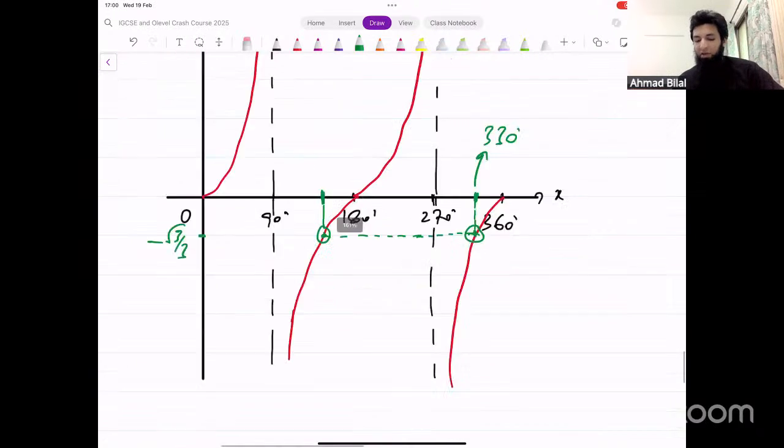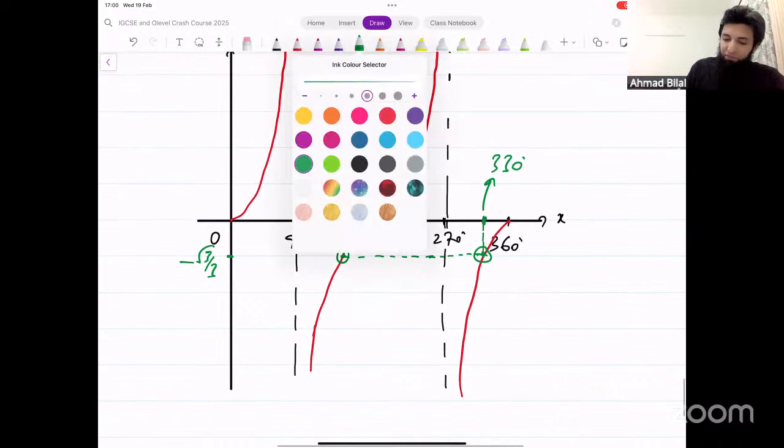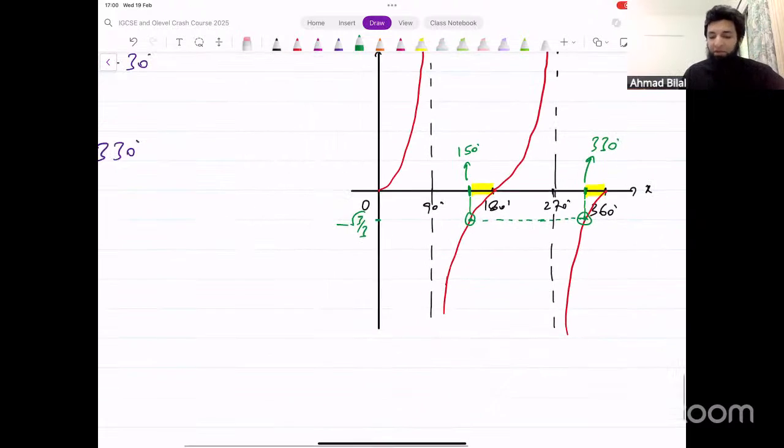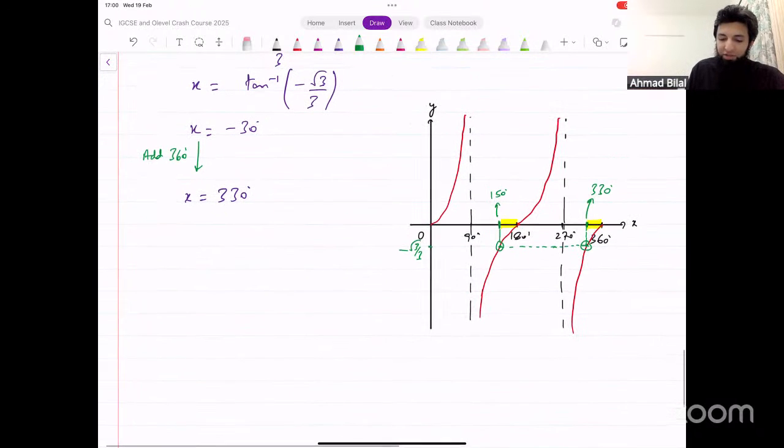Now, how do you find that? The first one was 330. How many units away is that from 360? 30 units away. What about this? This should also be 30 units away. So if this is 180, this point here should be 150. So that's the other solution that we have. Then we say x equals 330, that's one solution. And another possible solution would be x equal to 150. And these are the two solutions that we've got for this equation.